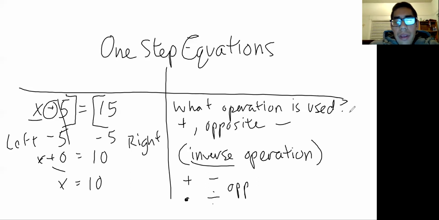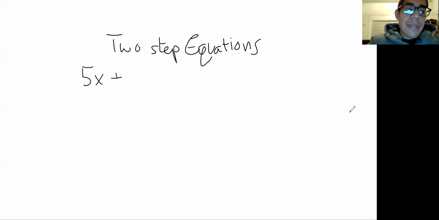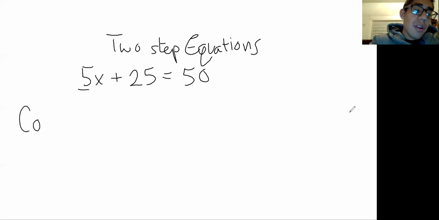Another kind of problem that you're going to see is two-step equations. Okay, so for two-step equations, what happens if your equation looks something like this? 5x plus 25 is equal to 50. The first thing you have to do is recognize that something's going on here. This is different. That 5 is called a coefficient.